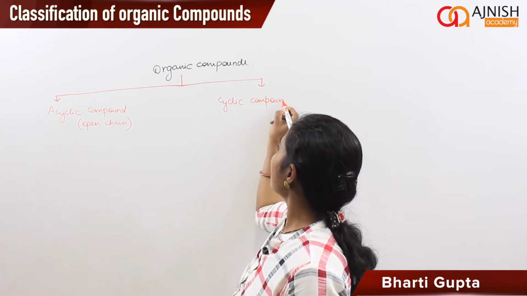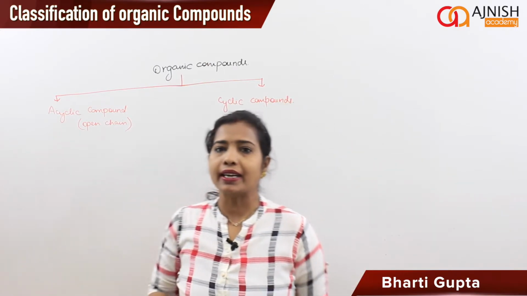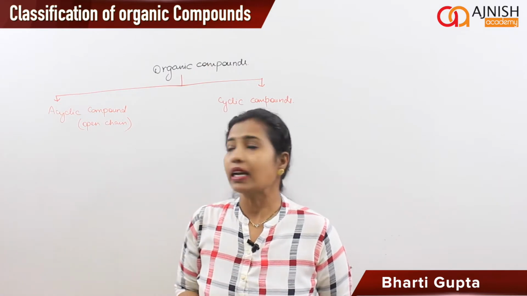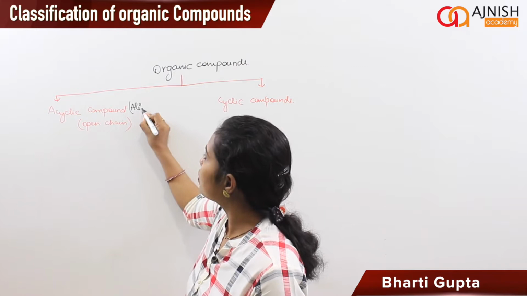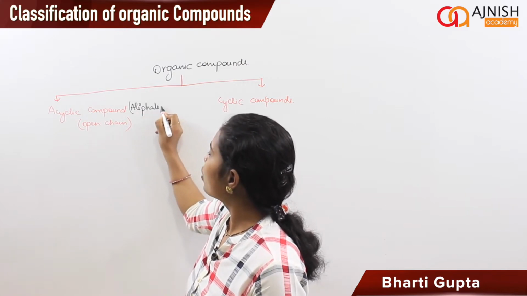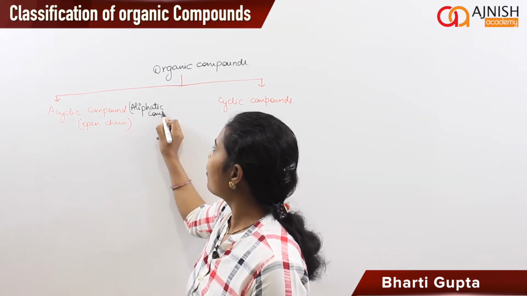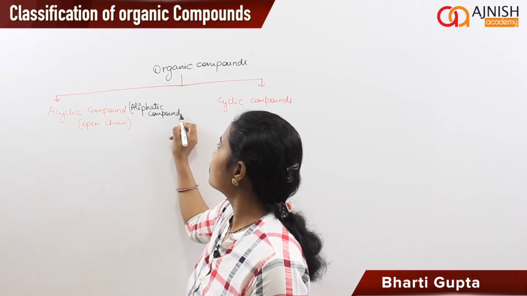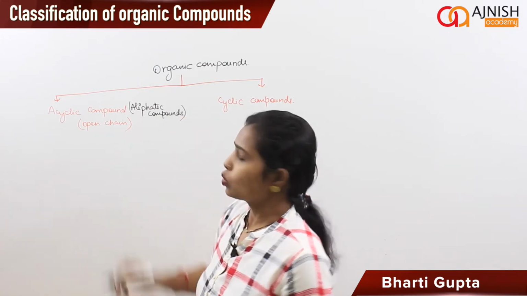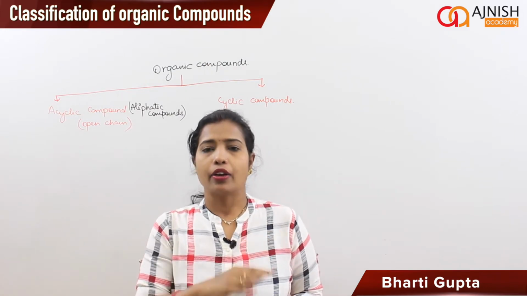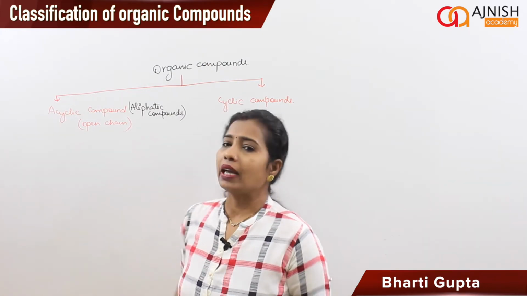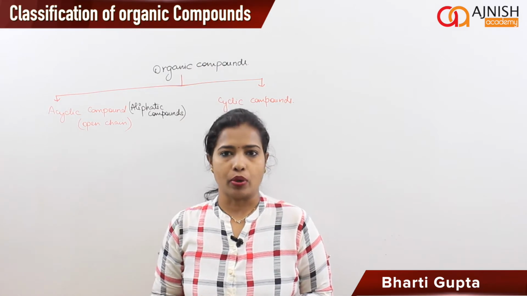So organic compounds are basically divided into two broad categories, acyclic and cyclic. Acyclic compounds are also called aliphatic compounds. So any compound in which a ring is present, that is cyclic. If there is no ring, it is an acyclic or aliphatic compound.